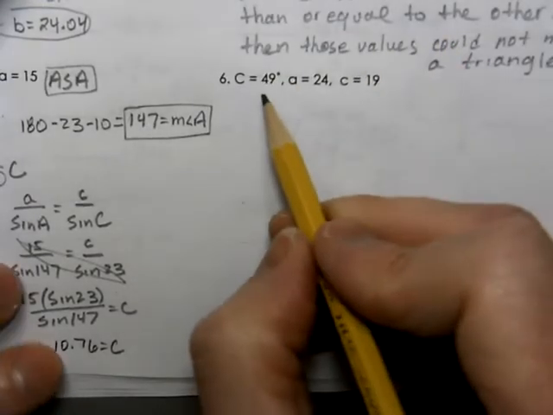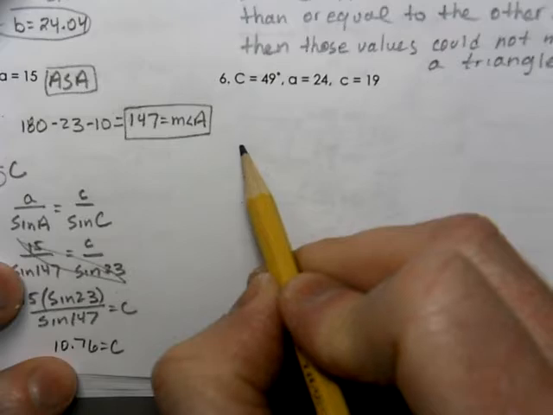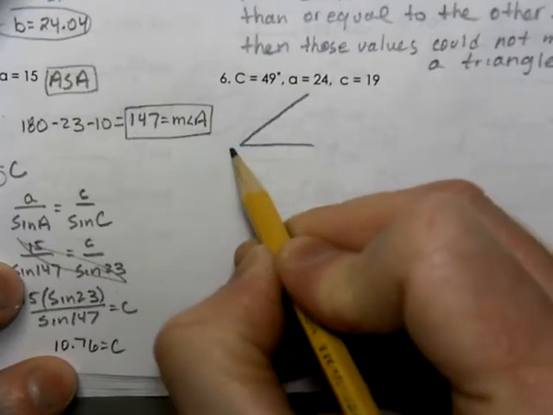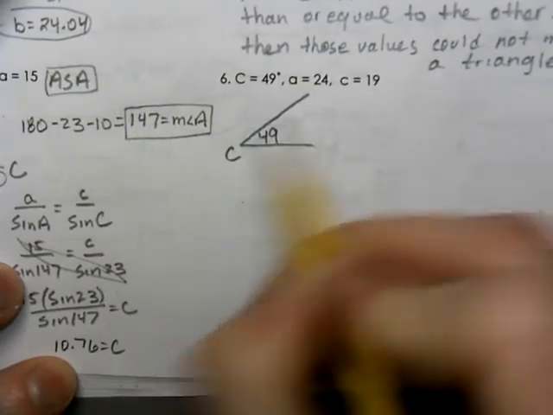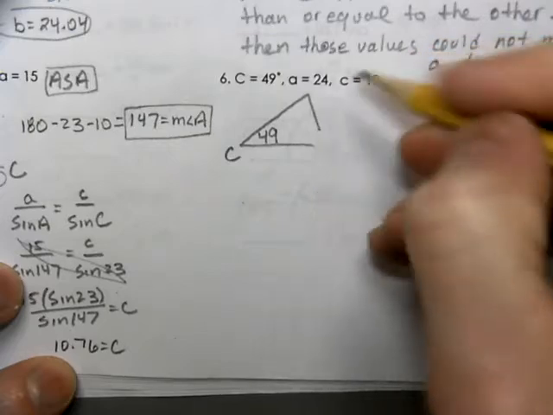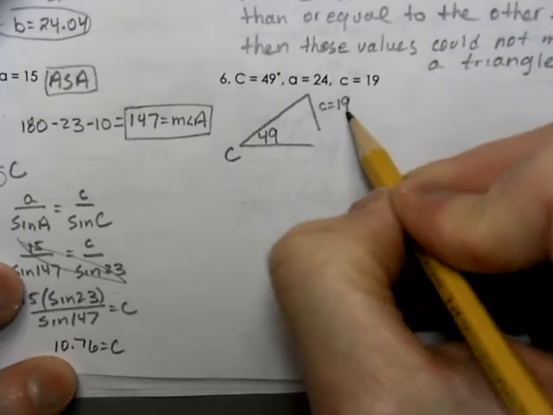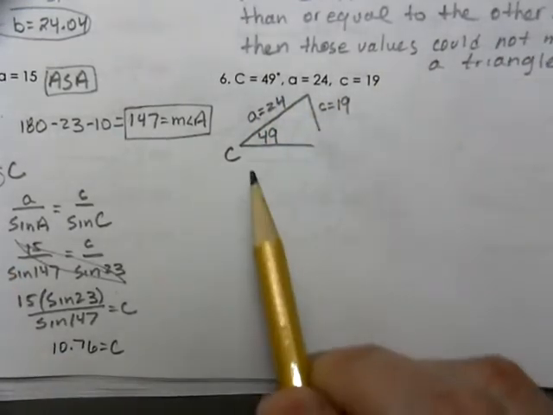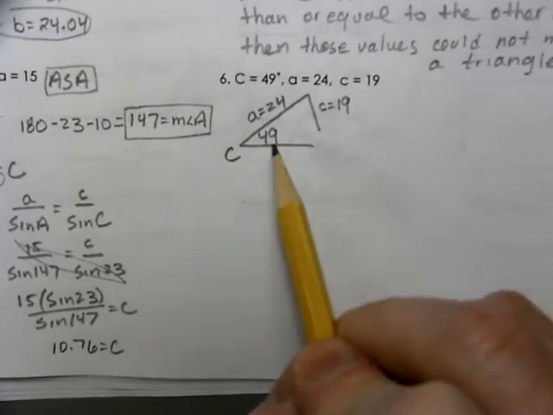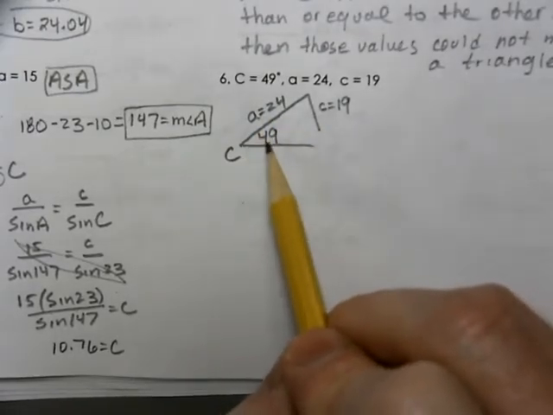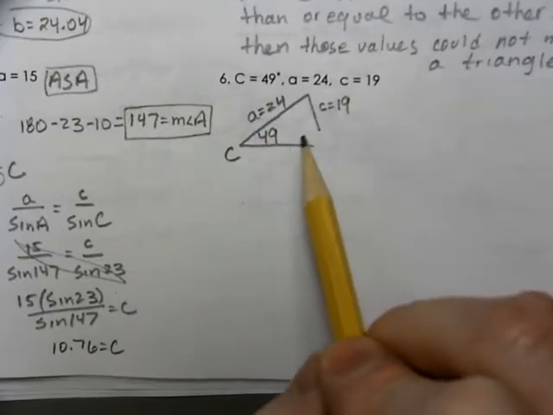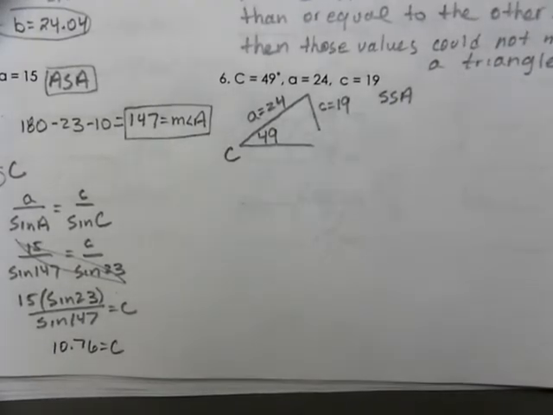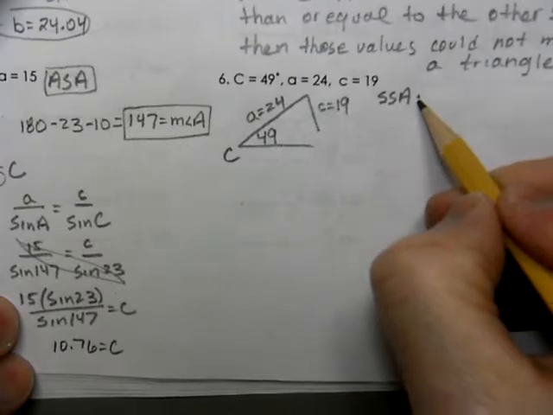Here, let's draw our triangle out. They give us an angle. Angle C is 49. Side C is 19. Side A is 24. I would suggest to put them in this order so it follows our notes. Notice what they've given us. They've given us an angle side side. We often write it down as side side angle. Okay, this is with an acute angle.